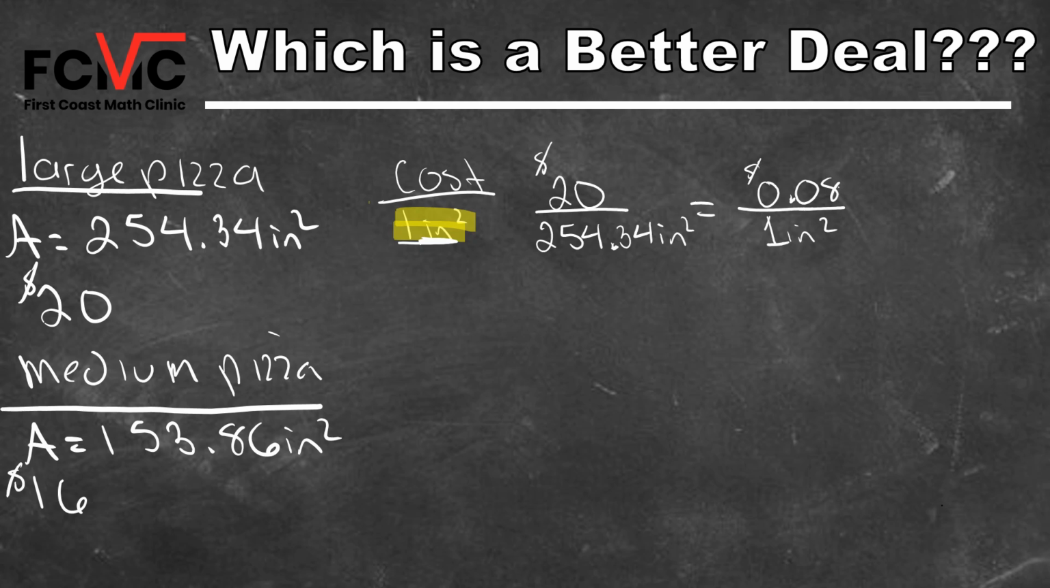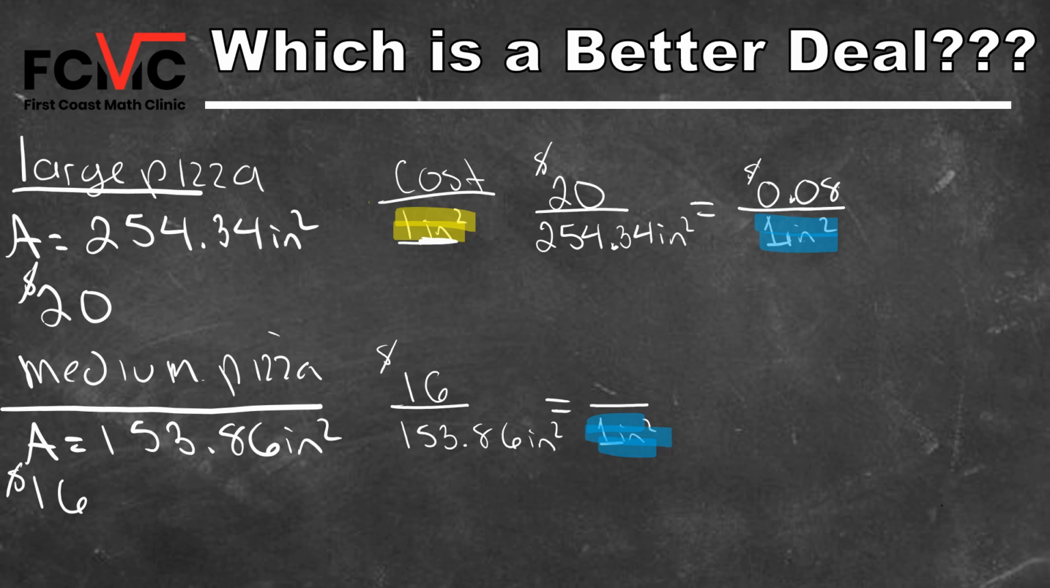Now, for our medium pizza, let's do the same thing. We'll take $16, divide that by our total area, 153.86 inches squared. We want to be able to compare this, right? So we're going to get 1 inch squared, because now when I have the same denominator, 1 inch and 1 inch, I can make a fair comparison.